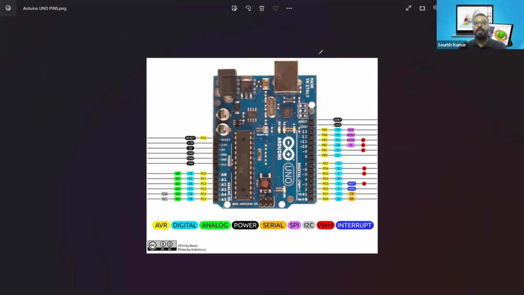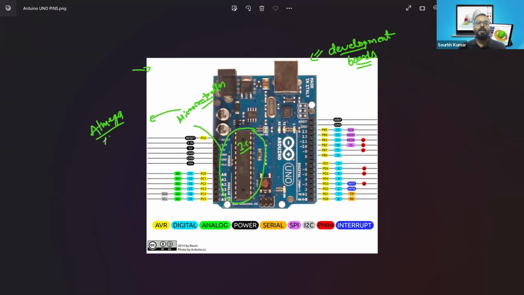Whenever we take these kinds of development boards, we do not call them a complete microcontroller. These are development boards. The reason is that the microcontroller is a subset of the development board. The IC present in between is the microcontroller in our development board. Specifically, the Arduino utilizes one microcontroller, where the manufacturer is Atmel company and the model is Atmega 328PU.